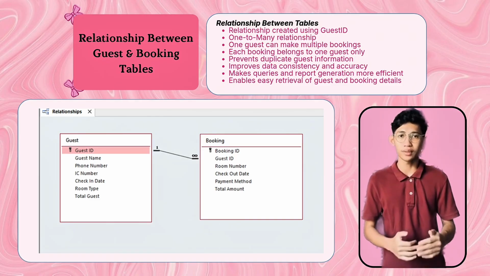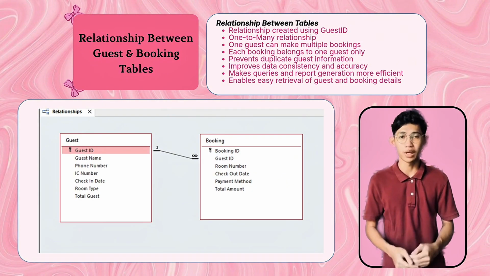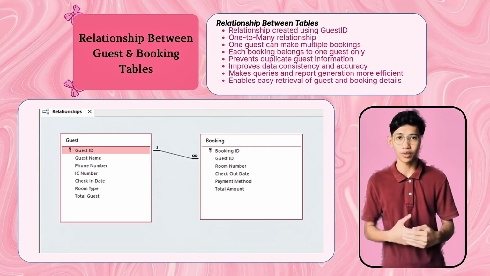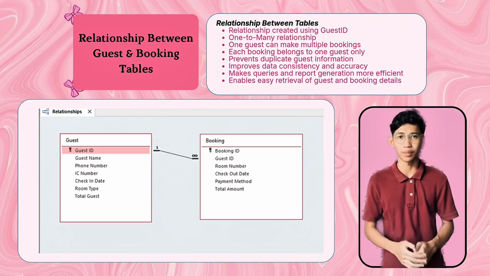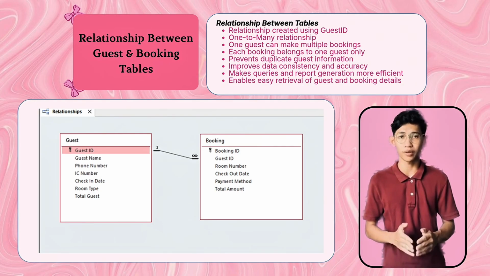In addition, this relationship makes it easy to retrieve complete information by combining data from both tables. For example, users can quickly view a guest's personal details together with all of their booking records. This also improves the efficiency of queries and report generation, making the hotel management system more organized, accurate, and reliable.